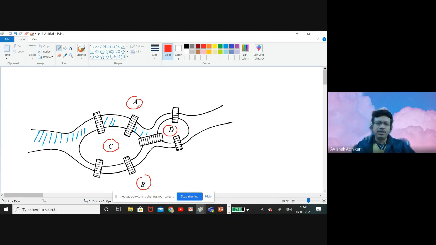So basically, you can say that there are four lands A, B, C, D, and this is the river. Here also there is another branch of river, and due to this branching, this island formed. Two islands are formed.